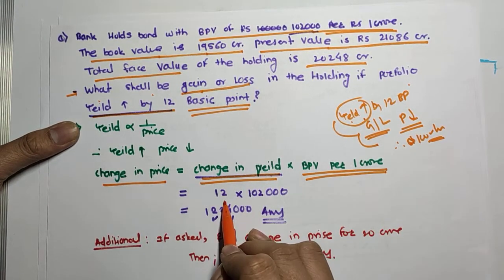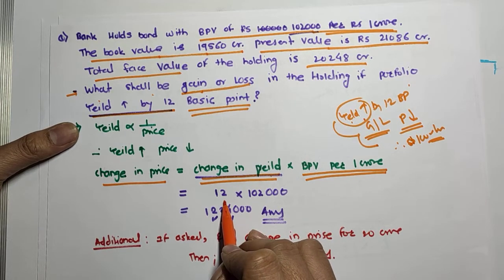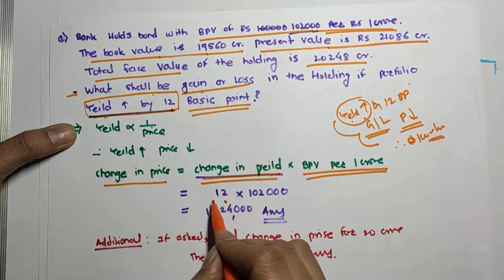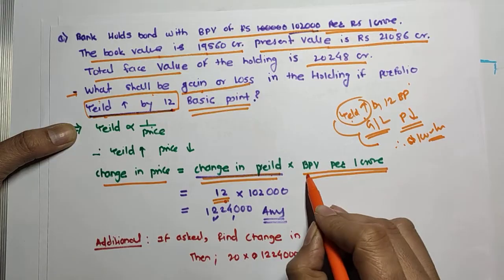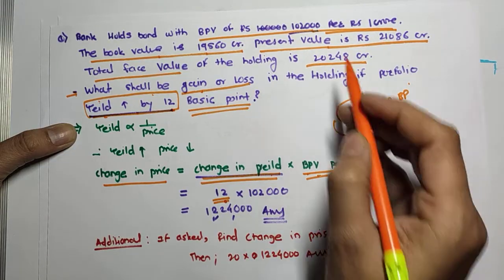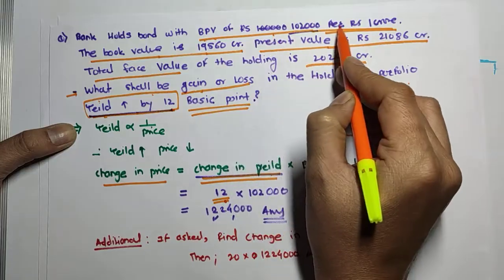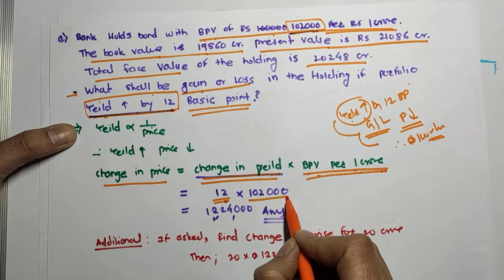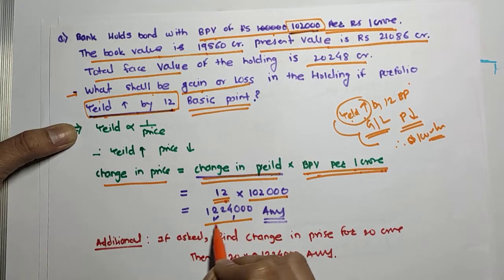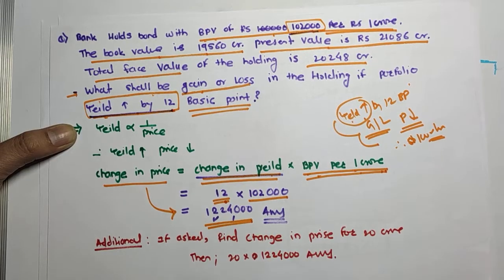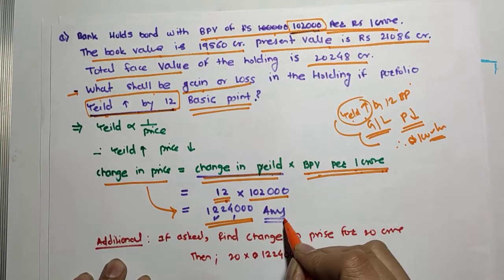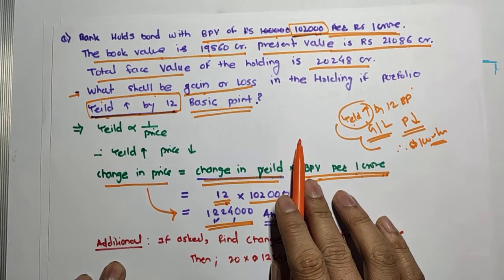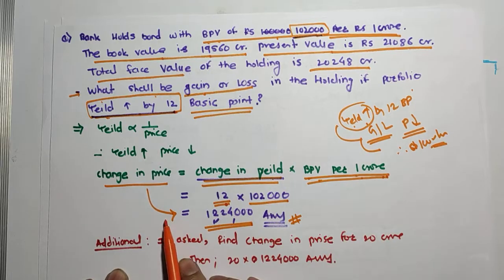What is the change in yield they have given? See here, they are saying yield is increased by 12 basis point. That means directly the change in yield is given. So just put the value of 12. And what is BPV per 1 crore? Directly they have also given BPV per 1 crore, it is 102,000. So just put the value 102,000. You will come to know the answer is 12,24,000. That is the change in the price, right? That is nothing but your answer, that is what they have finally asked. They have given a lot of data just to confuse you, but the answer is very simple.